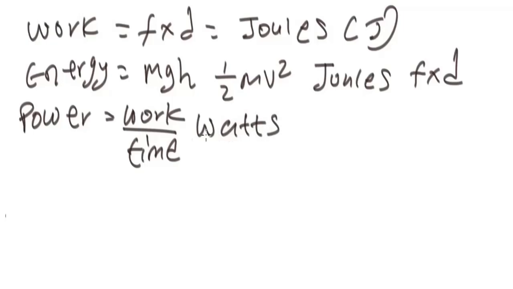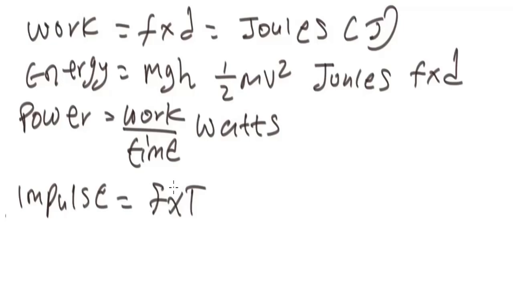Alright, so we also have our impulse. Impulse is calculated using force times time. The unit of impulse is Newton second. We can also measure impulse in kilogram meter per second. So any one will work. Okay, so these are the basic derived quantities we have in physics. We have others, but these are the basic ones.